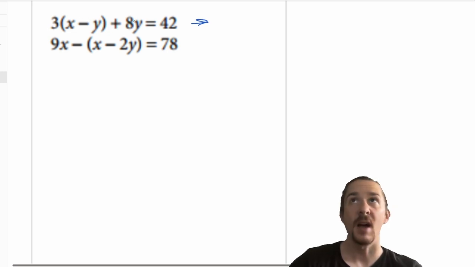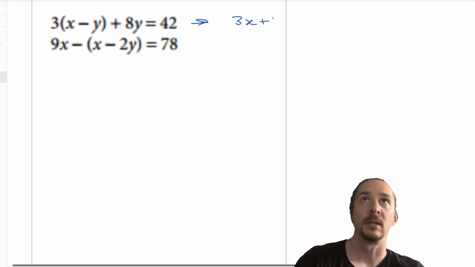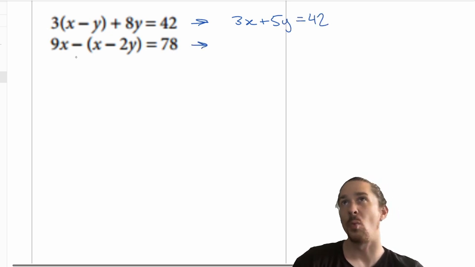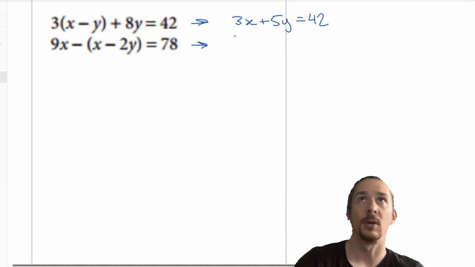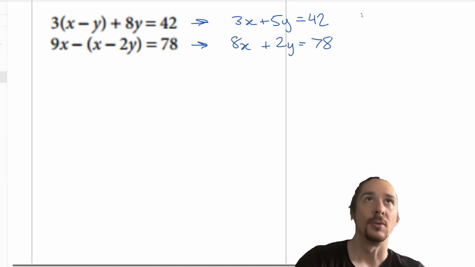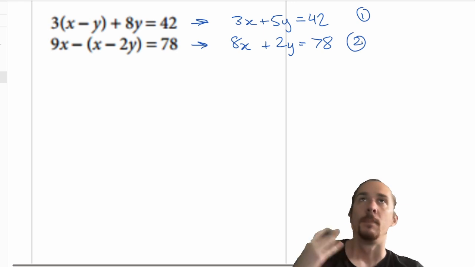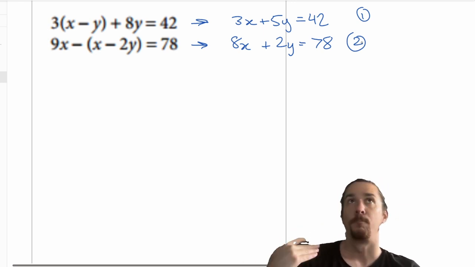So this will become 5y. So you have 3x plus 5y equals 42. And this one, we're going to have minus 1 amount of x, and those two y's become positive. So we'll have 8x plus 2y equals 78. So these are our equations 1 and 2. Because the numbers on the right-hand side are really big, I don't want to use elimination. I want to use substitution.